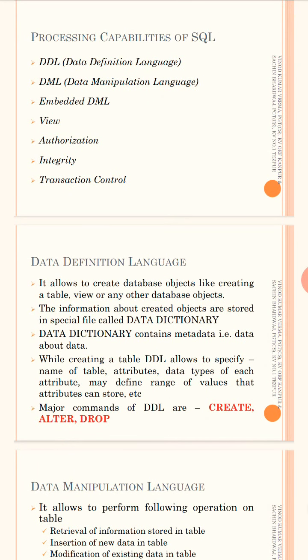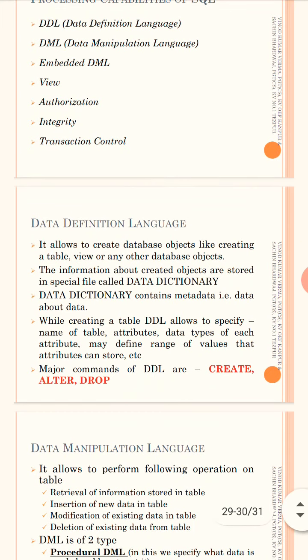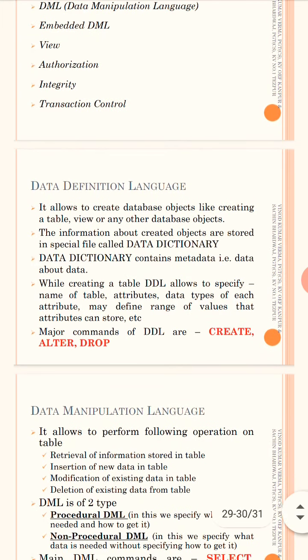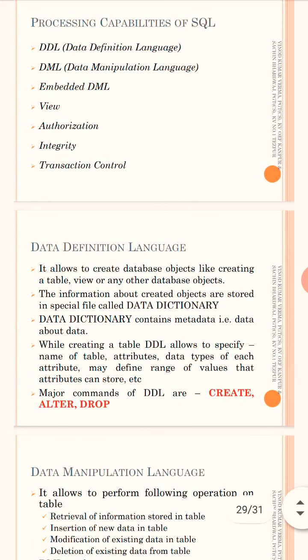Next is the processing capability of SQL. In SQL we divide the queries into different types. These are the most important types: DDL, DML. DDL stands for data definition language, DML stands for data manipulation language, embedded DML, view, authorization, integrity and transaction control. Let's discuss all these.